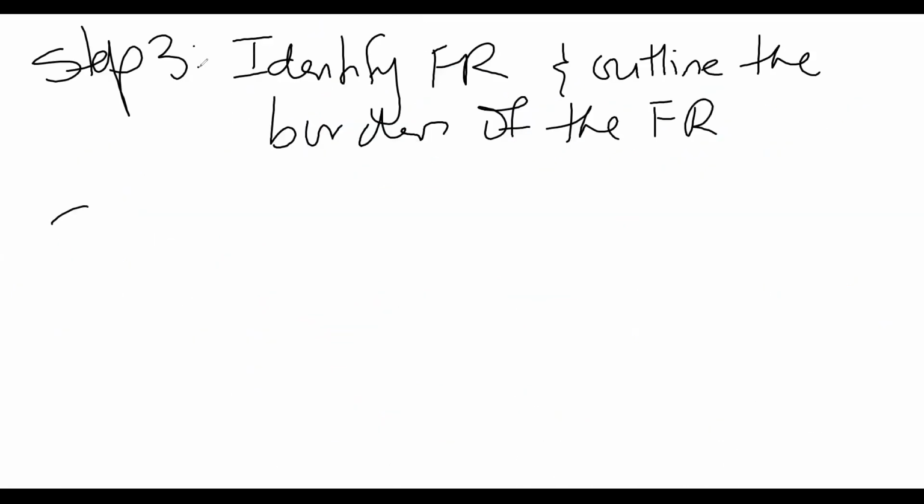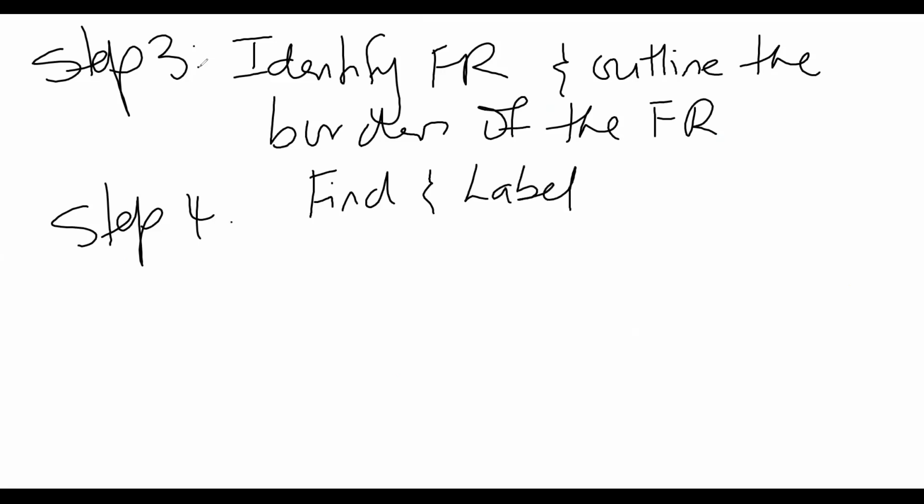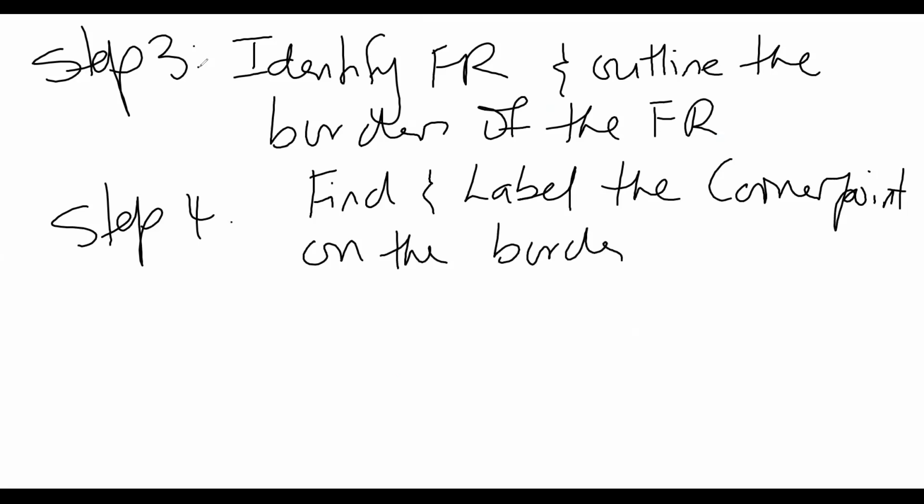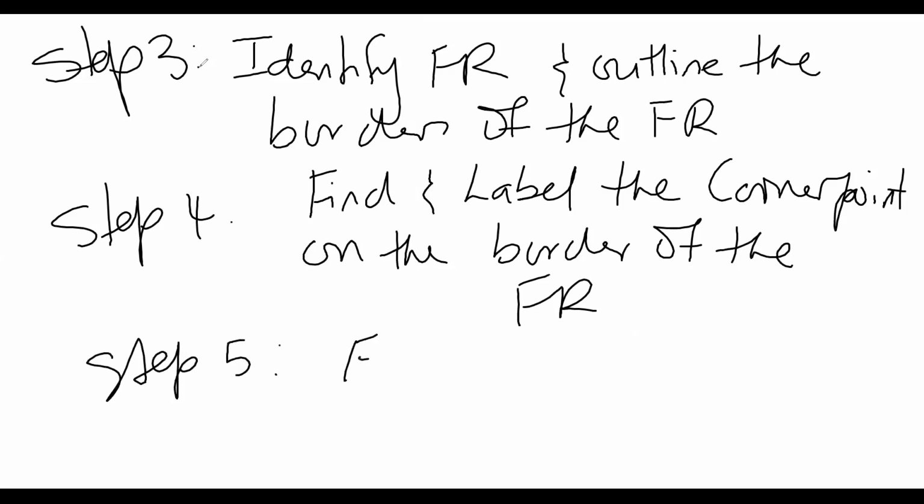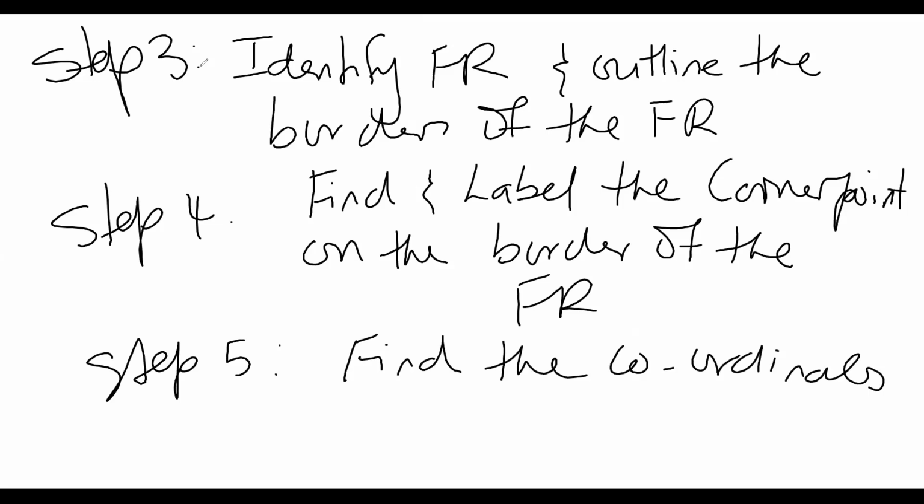Good. Step 4 is to find and label, and you use letters, not numbers, the corner points on the border of the feasible region. Step 5 is to find the coordinates of the corner points on the border of the feasible region.